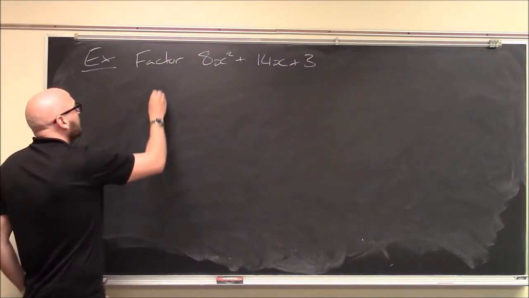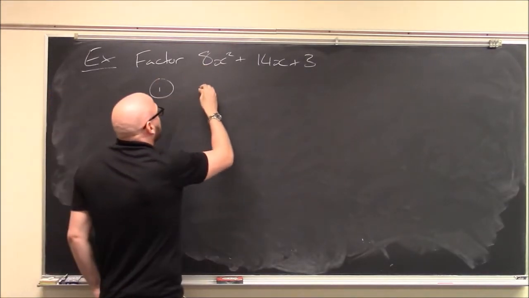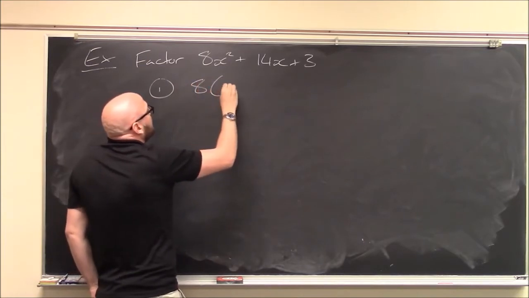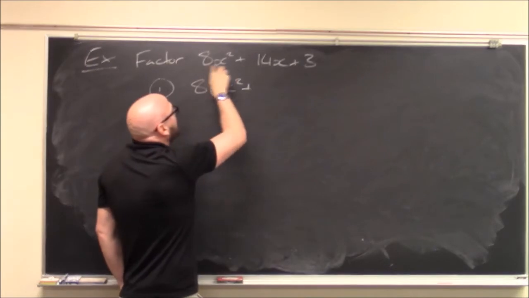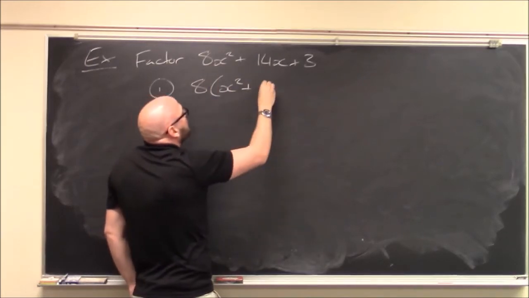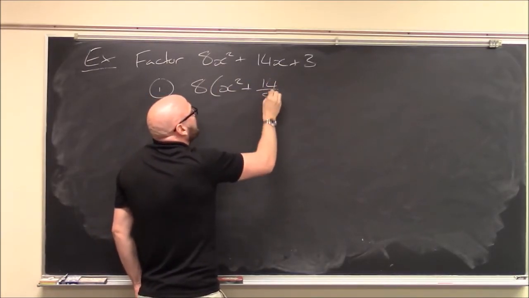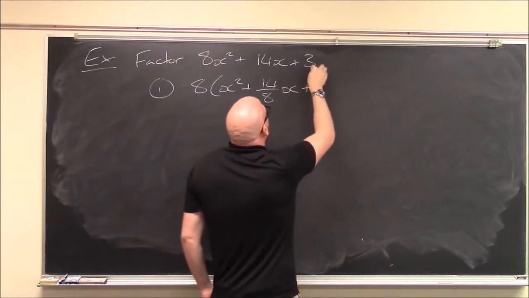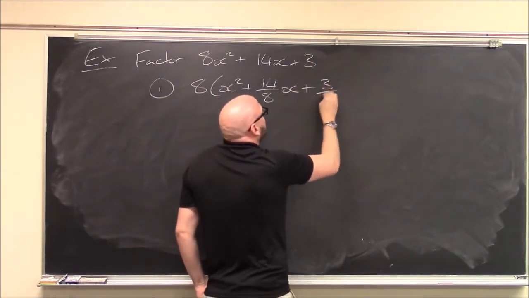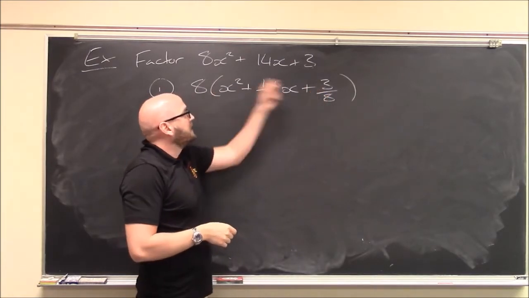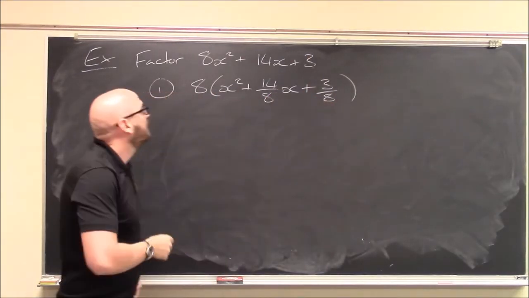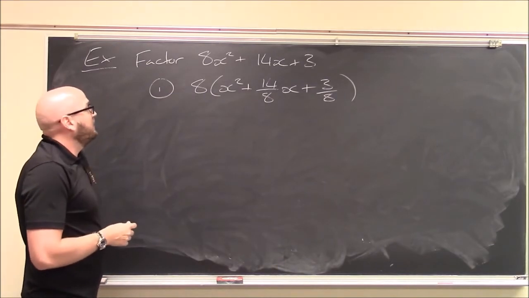Well, there's two ways you can go. One is you can just factor out the 8, right? So I'd write this as 8 times x squared plus, if I pull an 8 out of 14, this would be 14 eighths left over. And an 8 out of a 3 would be 3 eighths left over, right? What do I need to multiply 8 by to get 3? Well, 3 eighths. Okay, so you could do this.